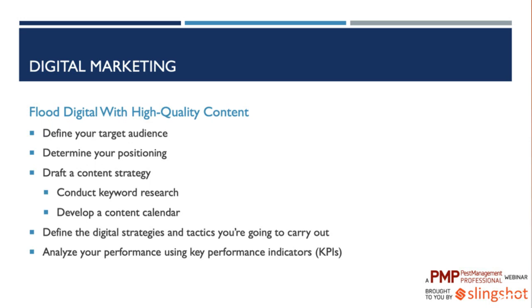Conduct keyword research. You could actually go on and find what is trending, what some trending keywords are in pest control, at different times of the year. Develop a content calendar. We all know that certain insects come out in your region at different times. That's the time you're going to want to kind of target those. Define digital strategies and tactics that you're going to carry out and analyze your performance using KPIs.